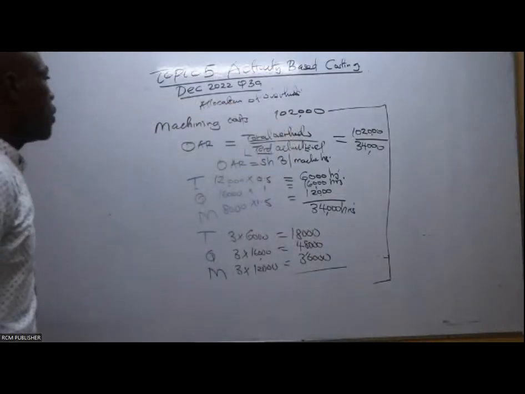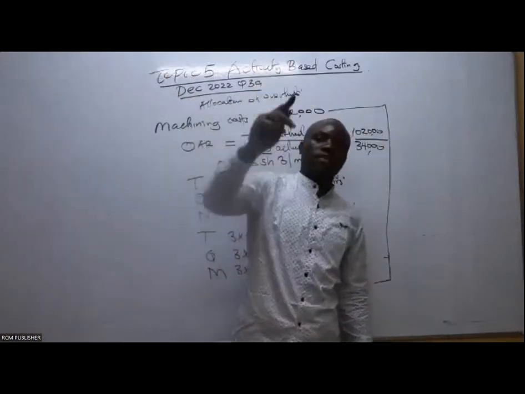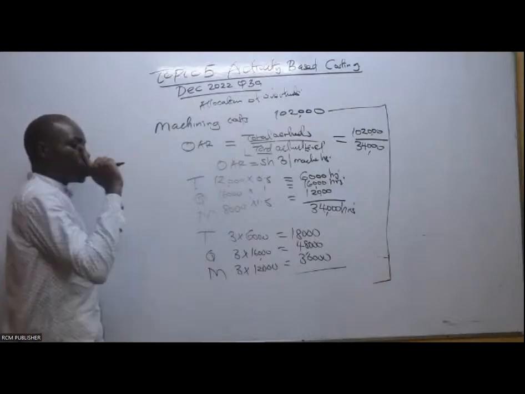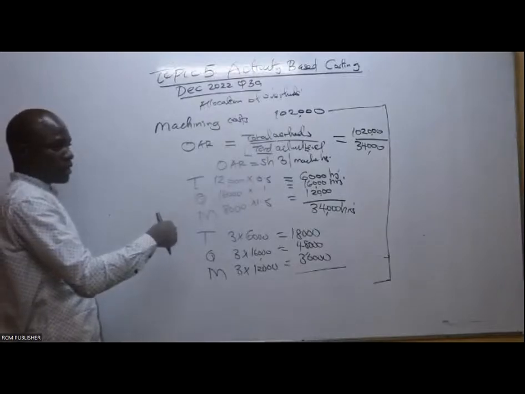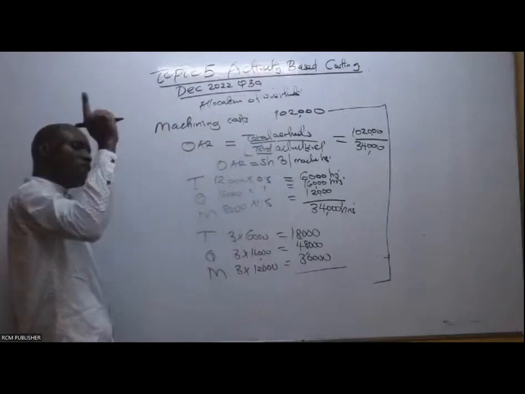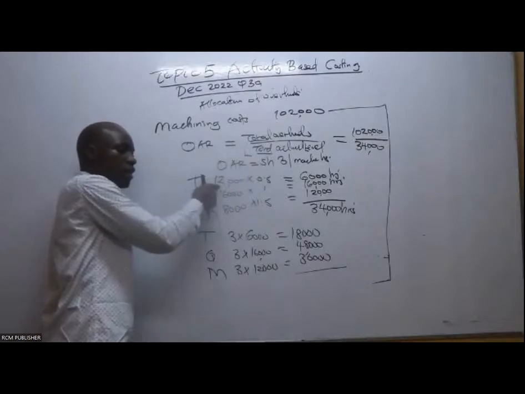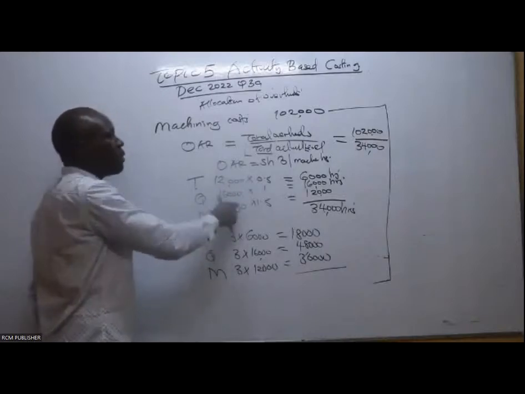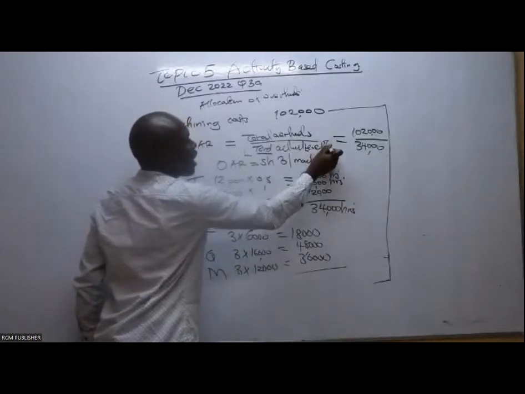Overhead absorption rate is the total overhead divided by total activity level. In the question, the examiner did not give us the total activity level. The examiner gave us just the hours taken to produce 1 unit. But if you look at what was produced, product T, they produced 12,000 and sold 12. Produced 16 and sold 16. Produced 8 and sold 8. But each is 0.5 hours. What is the total hours? Because that is what we need to have down here.